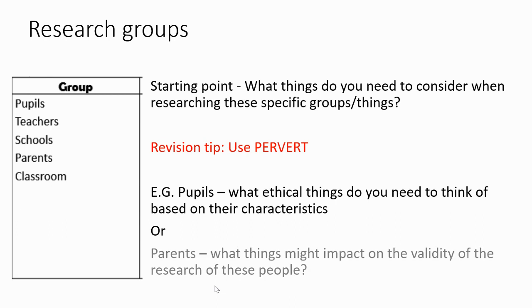Another example could be parents. What things do we need to think about that might impact on the validity, the truthfulness of the research? Well, one thing could be they don't want to be seen as being the reason why their child's not doing very well at school, so they might lie. So these are the kind of things that we need to think of.